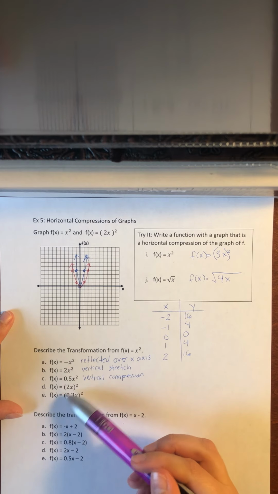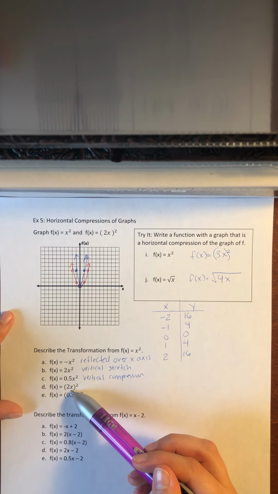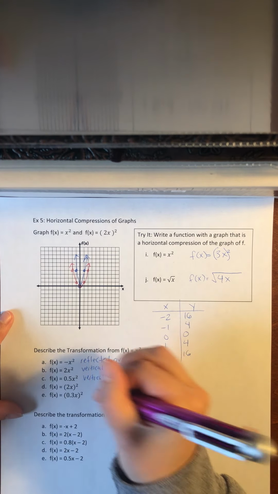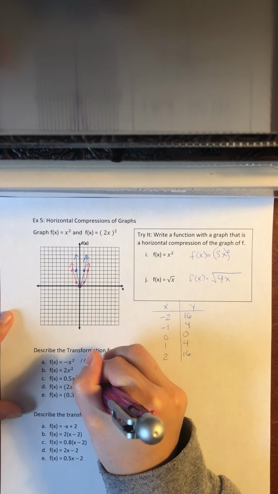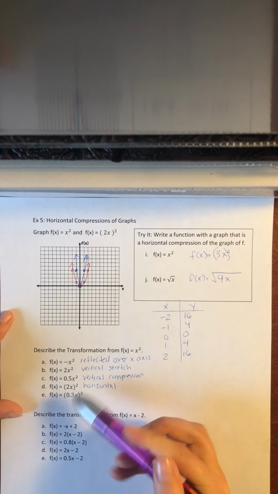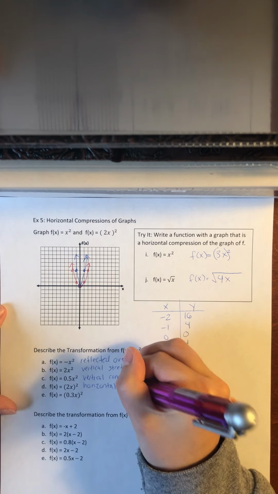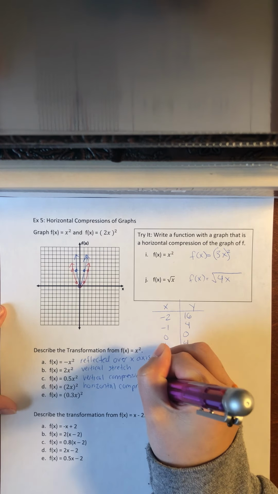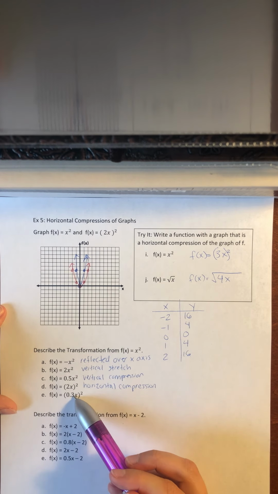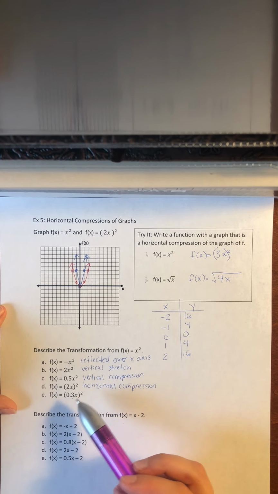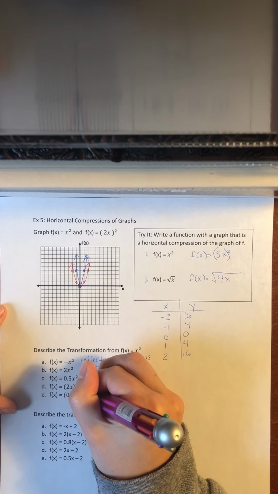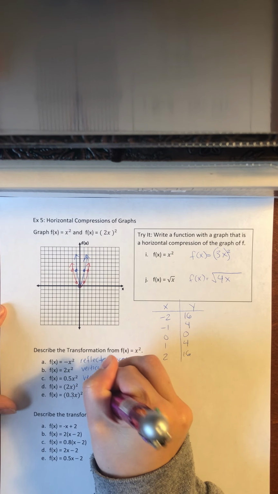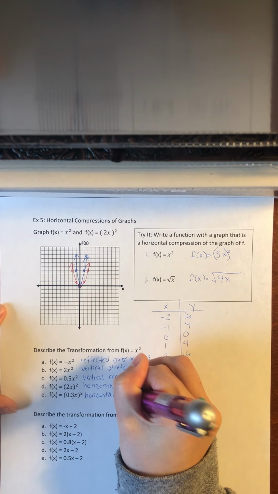For this one, if it's inside the parentheses, that means it's going to be horizontal. And since this number is greater than 1, it's a compression. So it's like the opposite of the vertical. Okay, and then this one is less than 1, and it's on the inside, so it's a horizontal stretch.